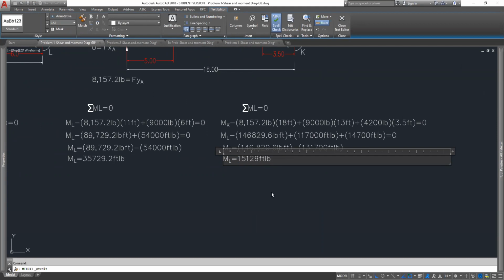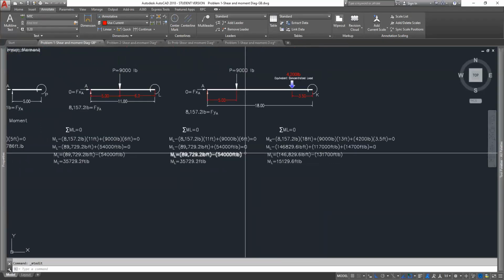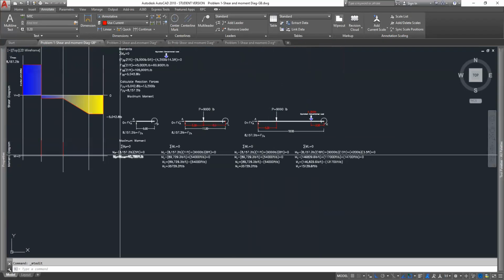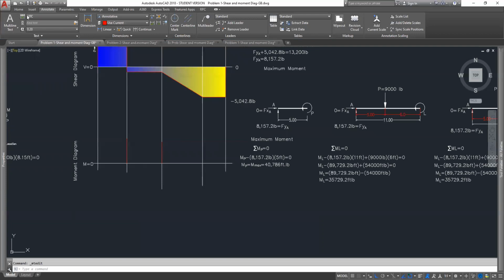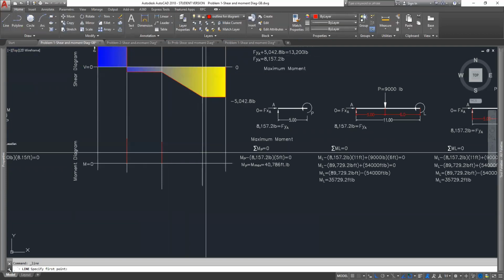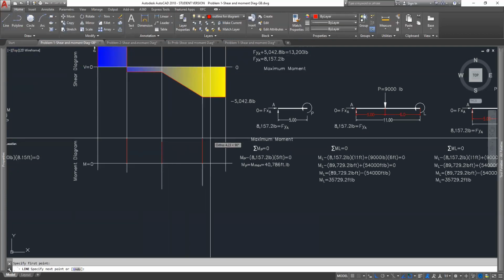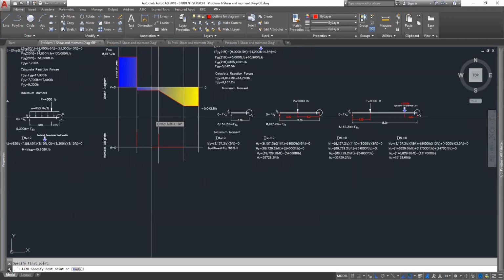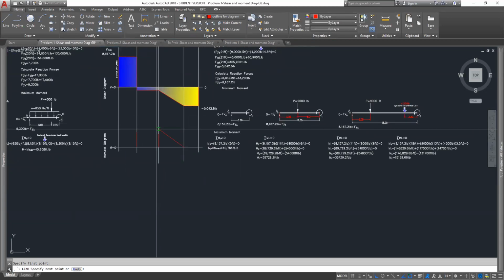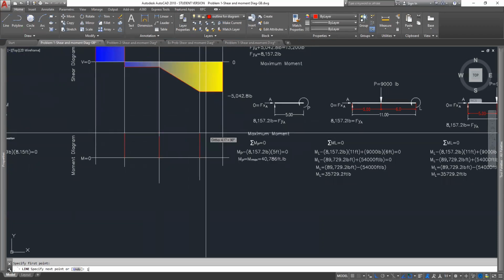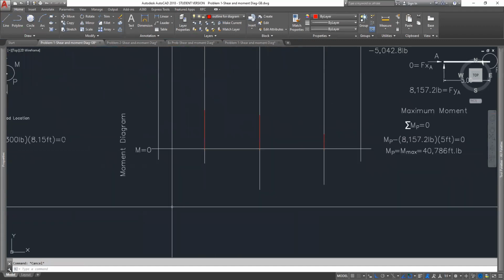15,129.6 pounds. So there's my last point that I need to do. I'm going to go ahead and draw a line right here. And that value was 1.513. Okay, so we're pretty good right now.